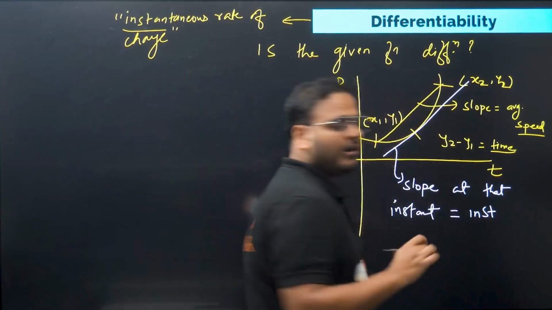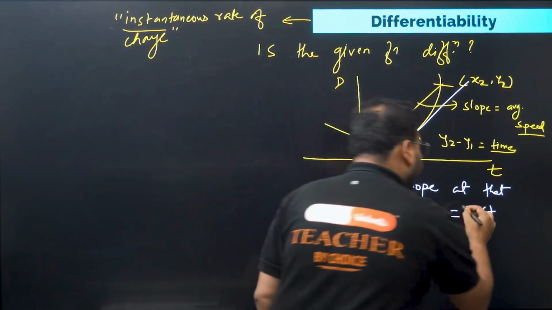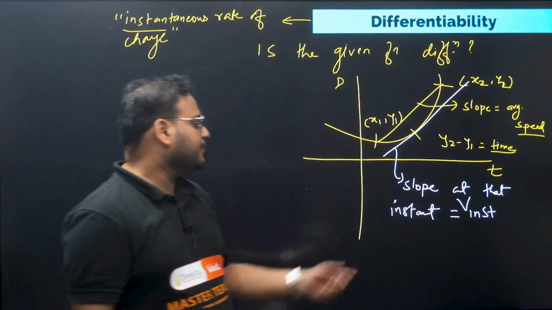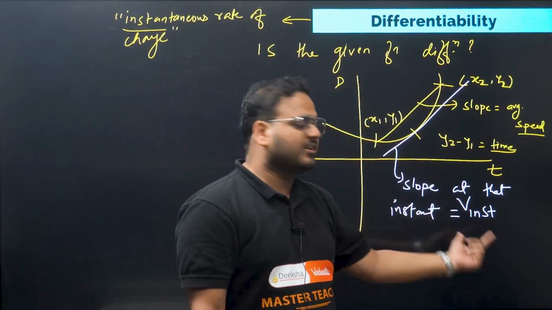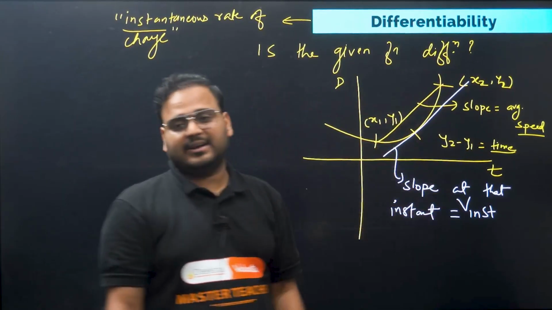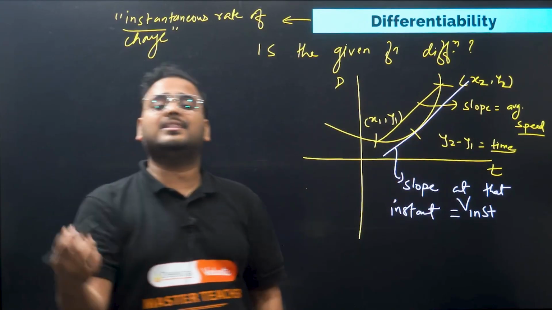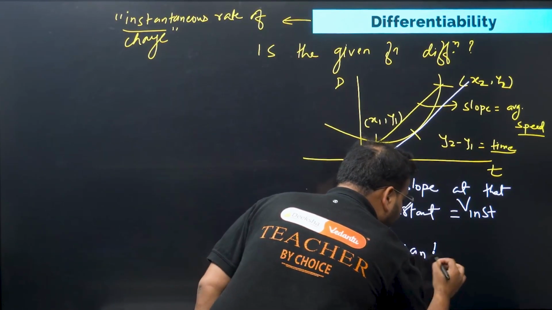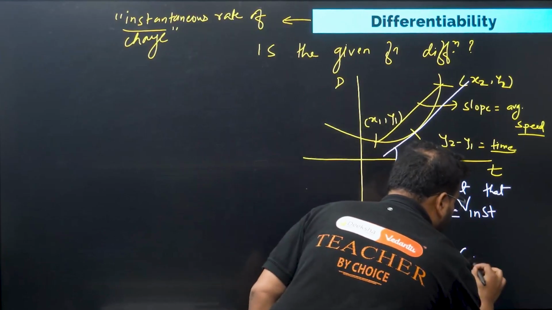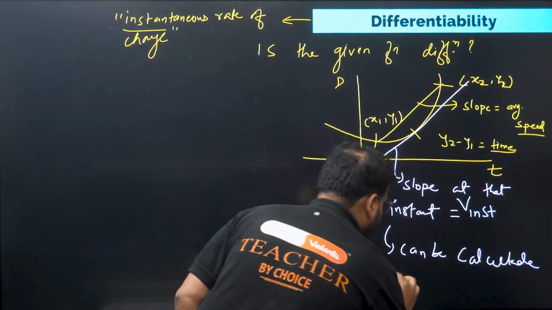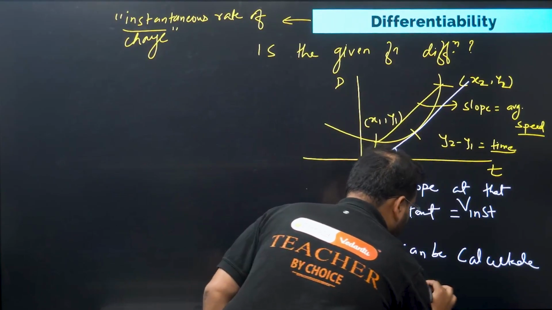If I want to find speed, I can write v instantaneous. Basically, the symbol of speed is v. So v instantaneous will be the slope of the curve at that particular instant. And how do you find that? This can be calculated using derivative.